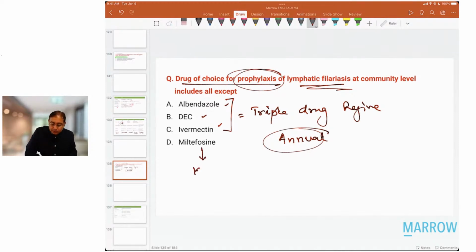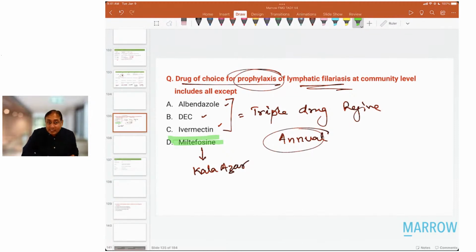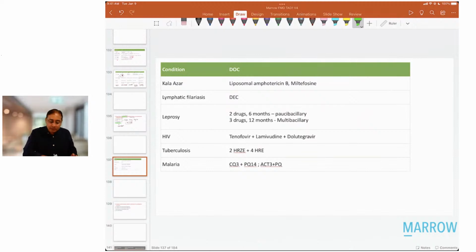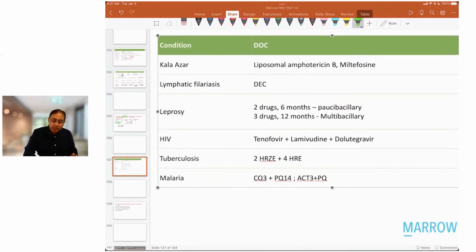Miltefosine is used for Kala Azar. Miltefosine is not a drug used in lymphatic filariasis. Lymphatic filariasis drug of choice is DEC, but for prophylaxis we give three drugs. What are the three drugs? Albendazole, DEC, and ivermectin. A lot of times you get questions on what is the drug of choice under the national programs in India.